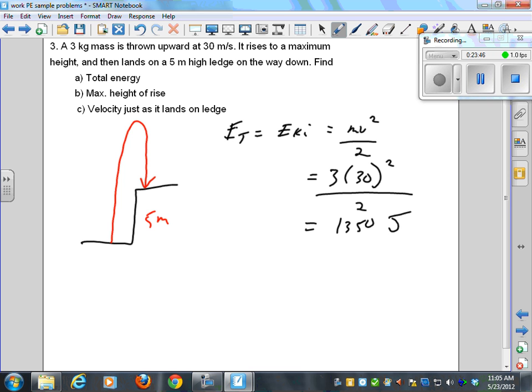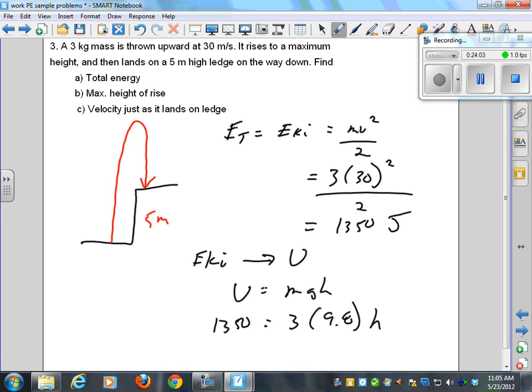The maximum height of rise occurs when all of the initial kinetic energy is transferred to potential, right? So mgh: 1350 is 3 times 9.8 times my h. So 1350 divided by 3, divided by 9.8, gives 45.9 meters.